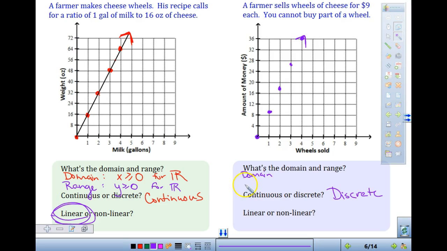So right now, check with your shoulder partner and see what you think your domain and range are. It's a little different. It's close, but it's a little different. 0.